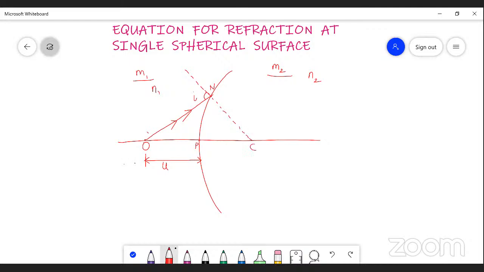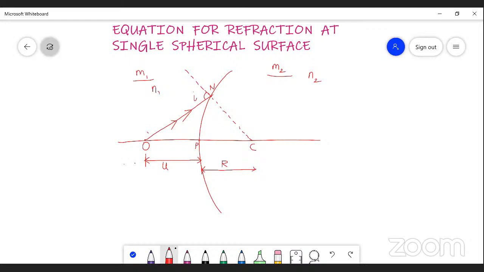This is the center of curvature. The distance between the pole and the center of curvature is the radius of curvature. So I want to draw the normal line.